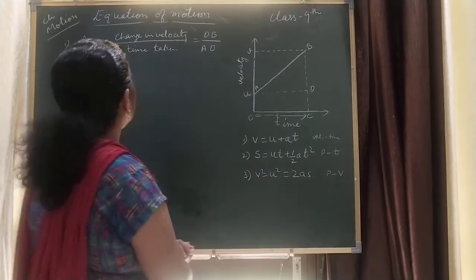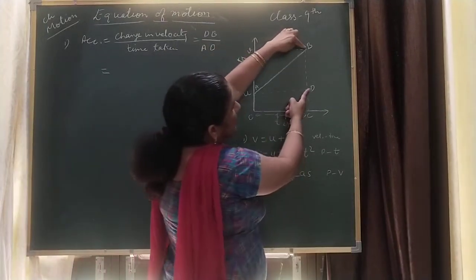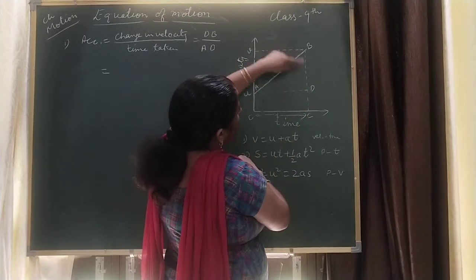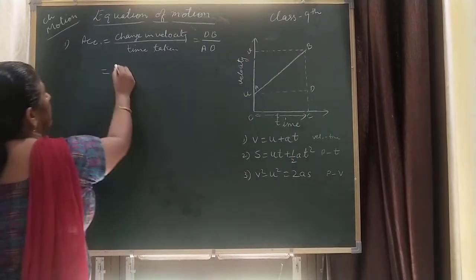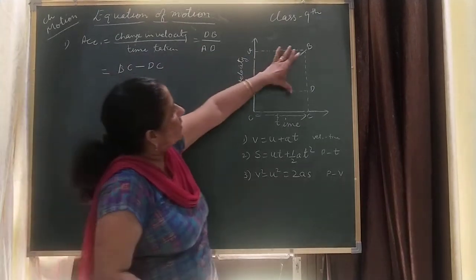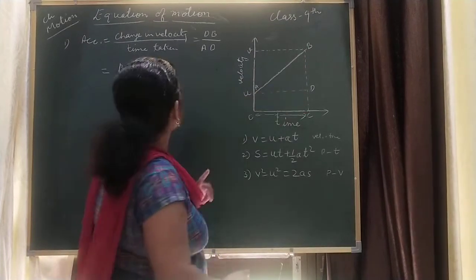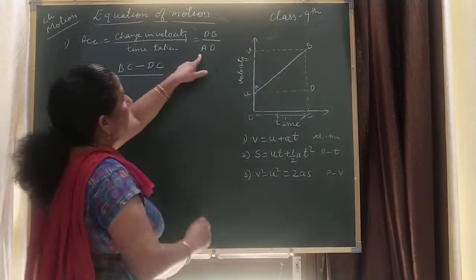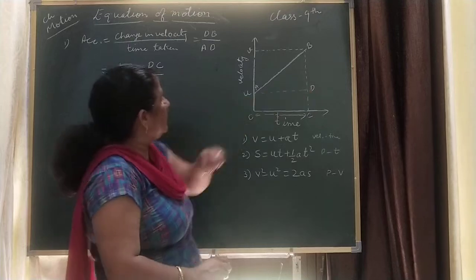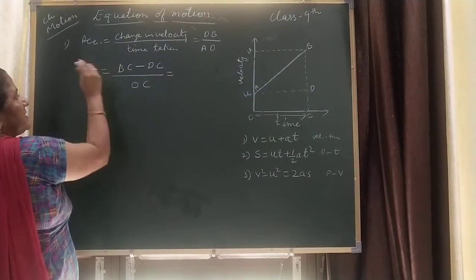Is it clear? Now we know what BD is. BD means this minus this, that is BC minus DC. I am writing BD equal to BC minus DC upon AD. AD is this distance, and this is equal to OC. Now I am writing a for the acceleration.